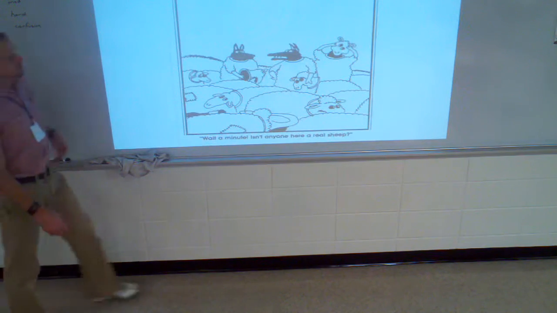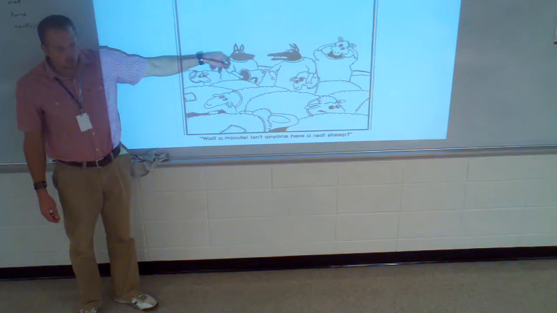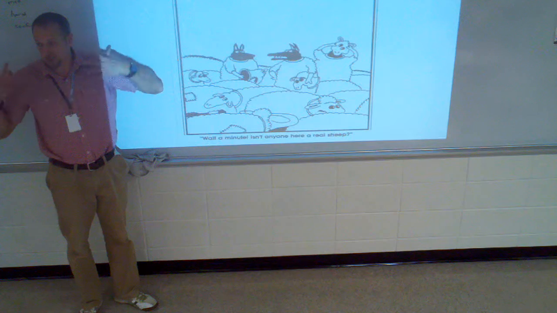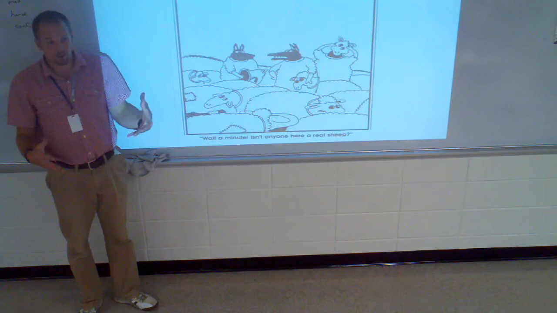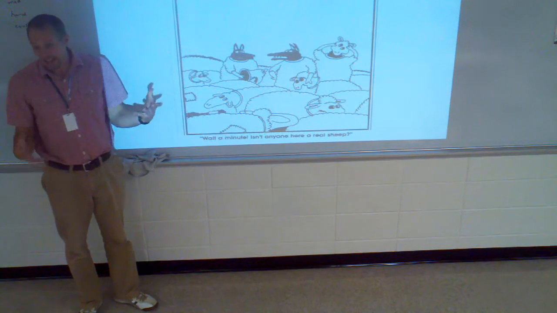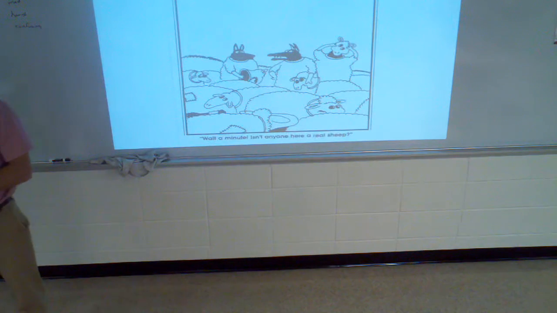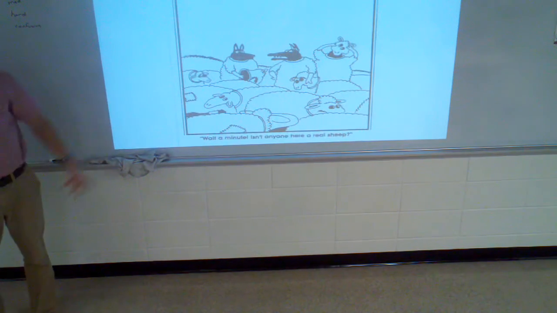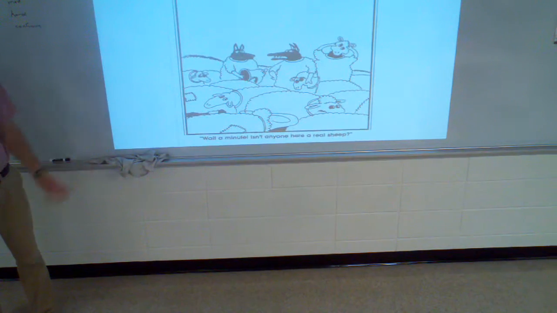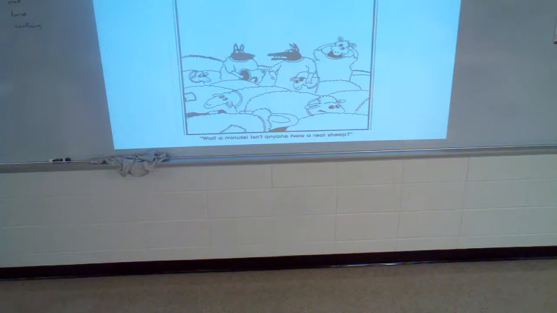All right, here's a comic for you. You've heard of a wolf in sheep's clothing? So these wolves are dressed as sheep so that they can get in the flock of sheep and kill the sheep, eat the sheep. They take off their hats and they're looking and says, "Wait a minute, isn't anyone here a real sheep?" So everyone there is just a wolf dressed like a sheep.